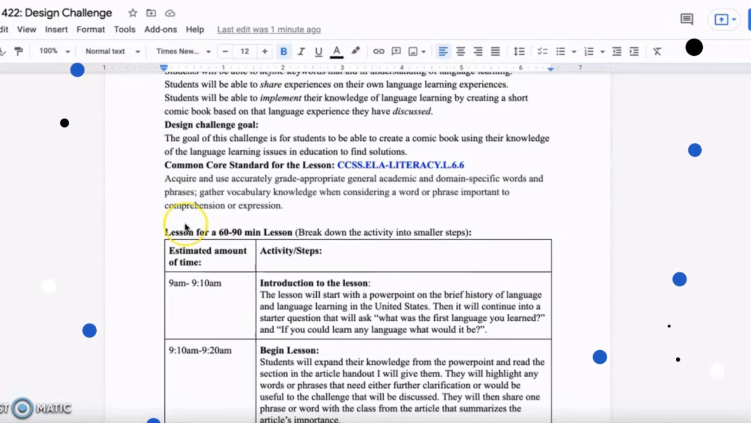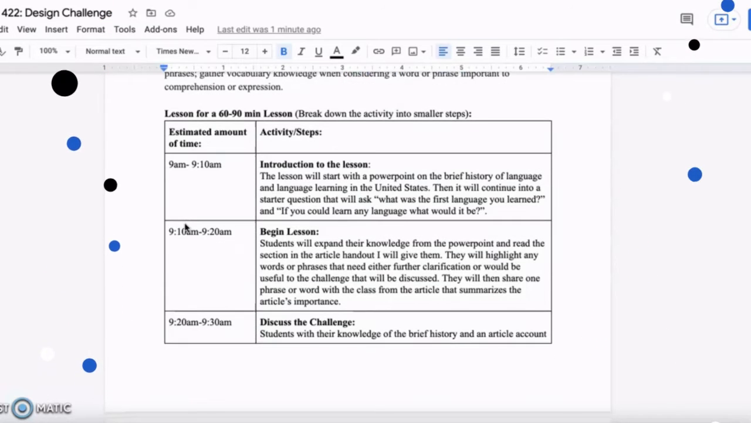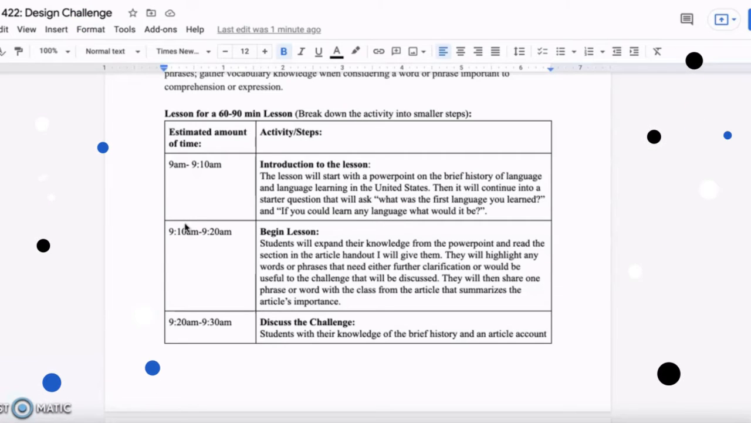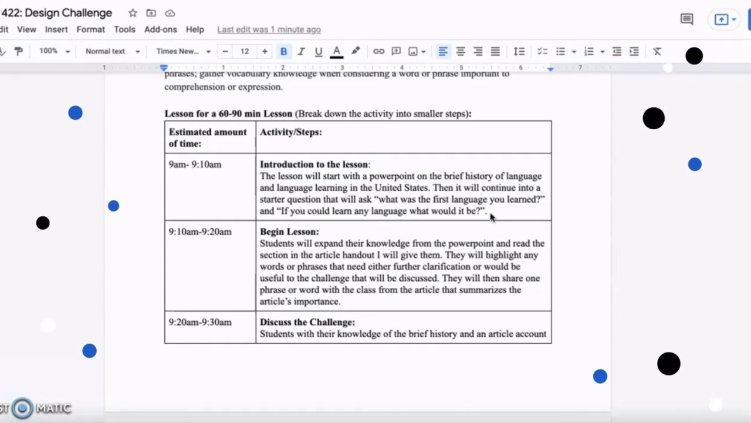And the steps I've laid out for the 60 to 90 minute lesson: from 9, taking 10 minutes, it's going to be an introduction to the lesson. So we'll start with a PowerPoint on the brief history of language learning and how that contributes to the starter questions that we'll ask: what is a first language you have learned? And if you could learn any language, what would it be?